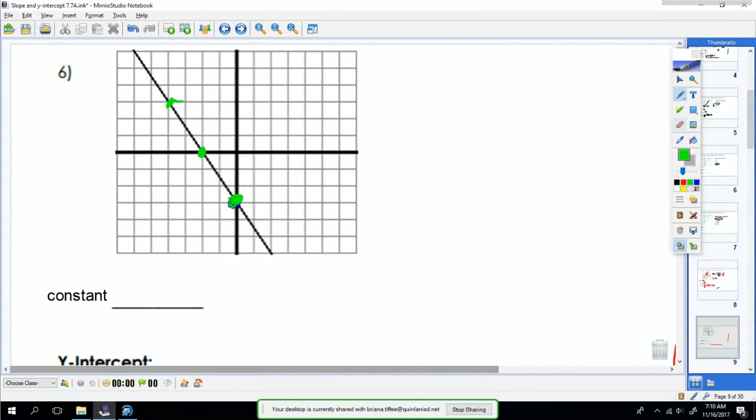So I'm going to focus on the lower 2. And we're going to rise. So we're going to take the lower one. We're going to rise 1, 2, 3. I'm going to stop here at my next point. Okay, so I rose 3. Now I'm going to run to the left. 1, 2. So I ran to the left 2 times, so it'll be -2. So I'm going to say that's -3 over 2, or you can say it's 3 over -2. It's the same thing. Okay.